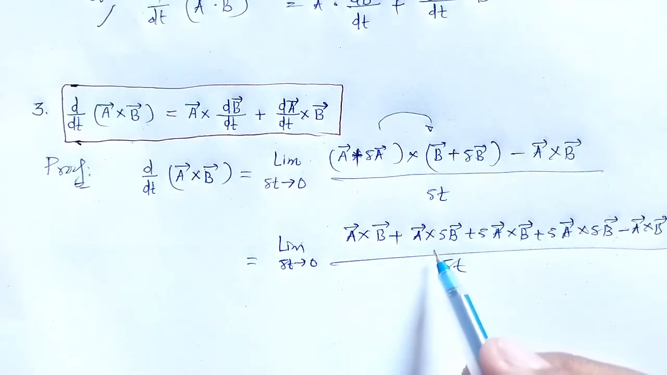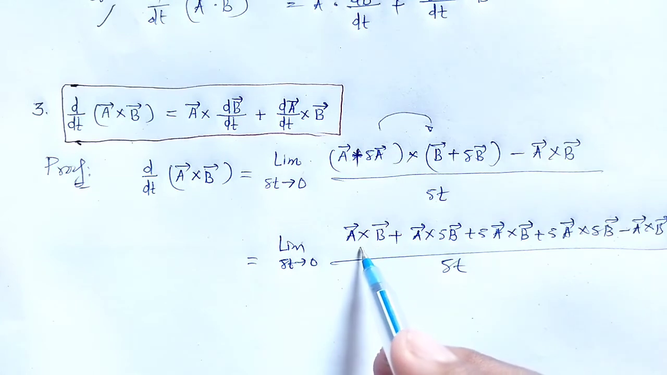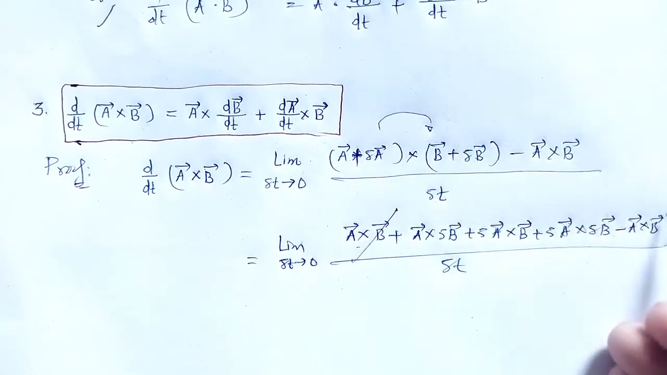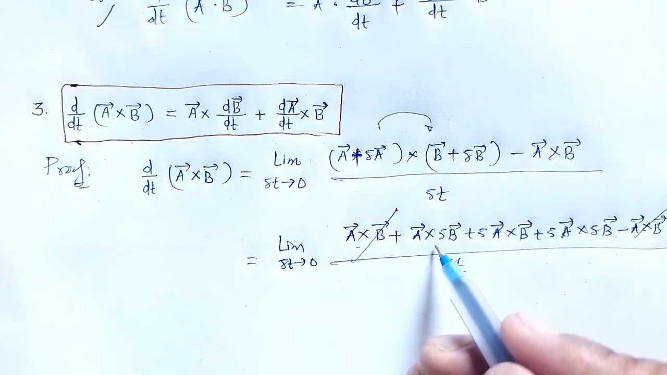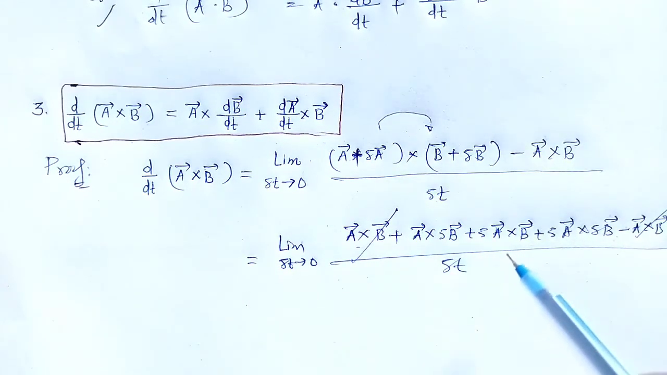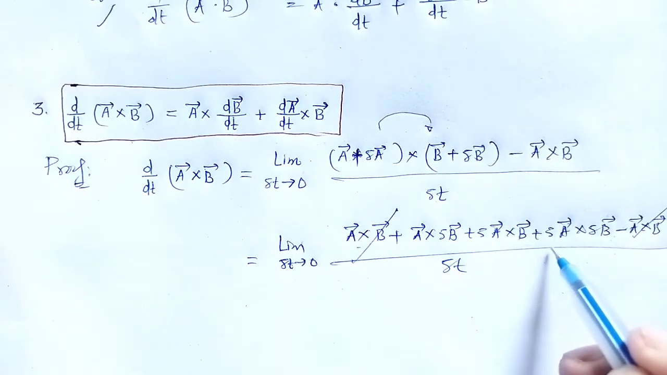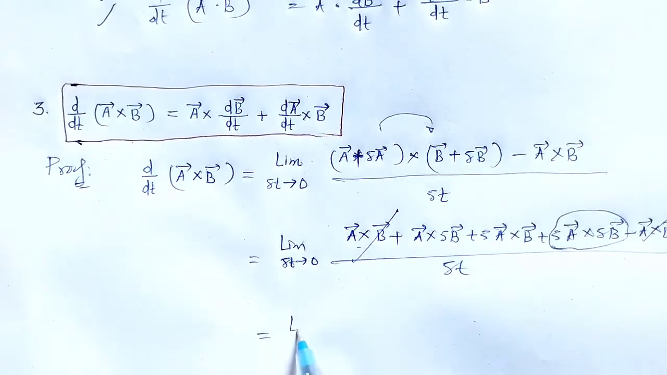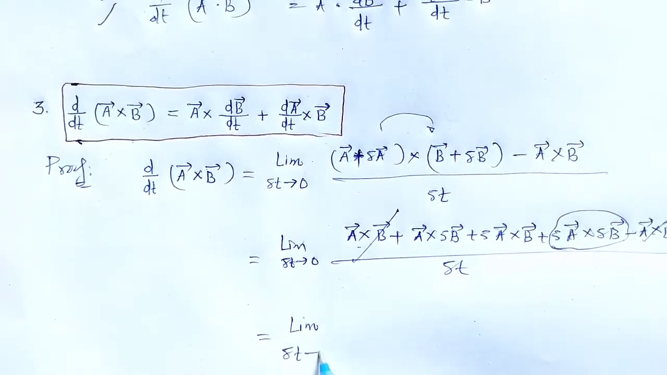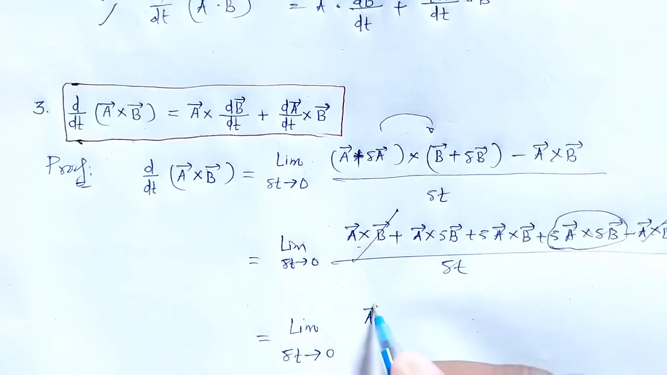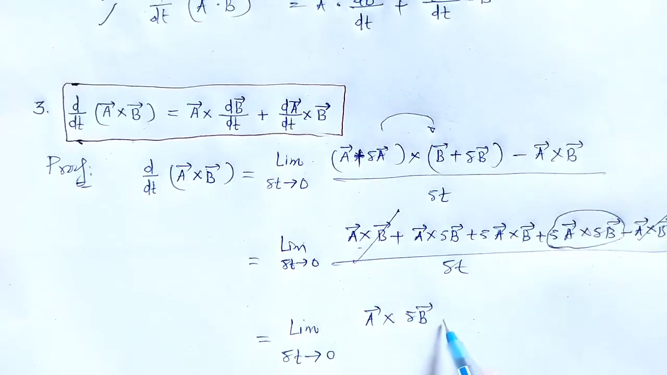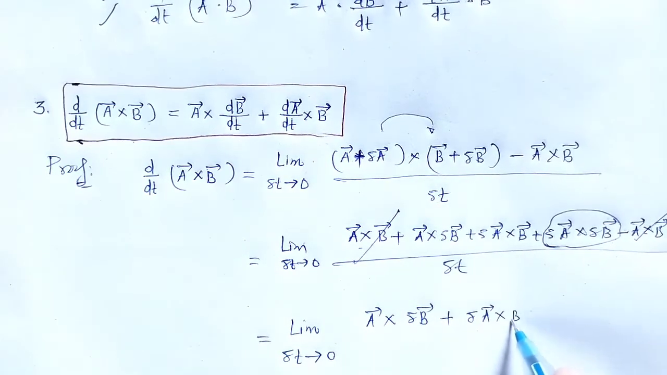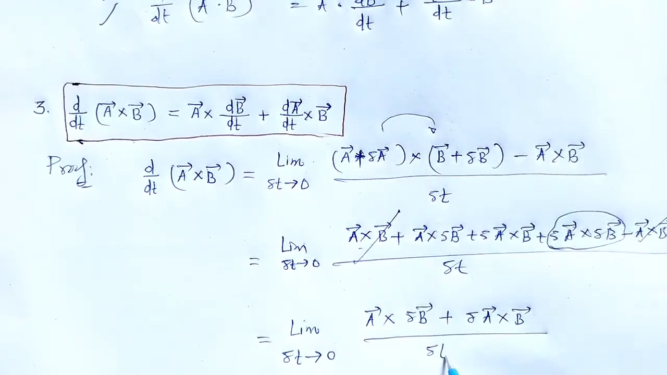Look at this, a × b minus a × b cancels. Then also we have to neglect the Δa × Δb term, then we find the limit as Δt tends to 0 of [a × Δb + Δa × b] divided by Δt.